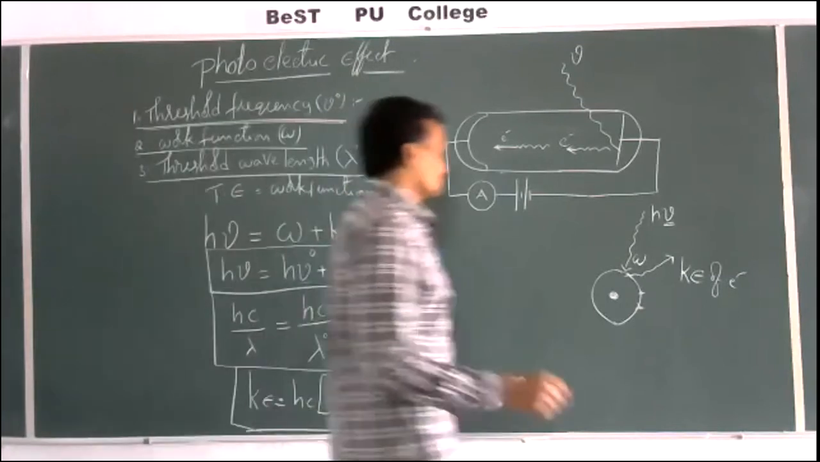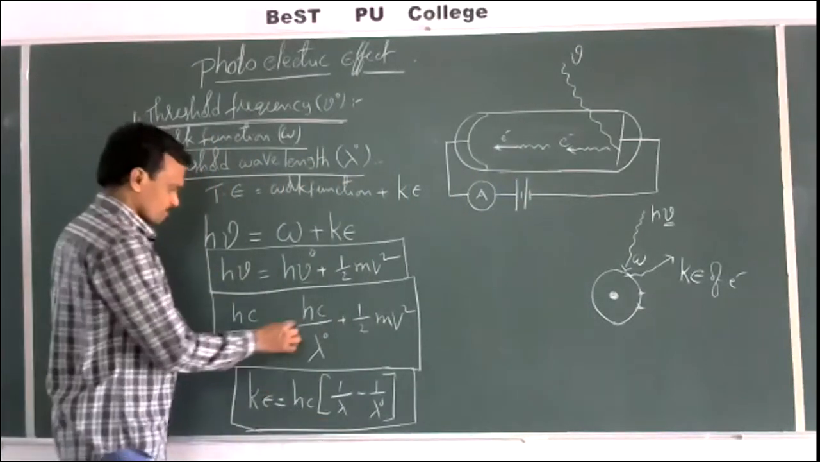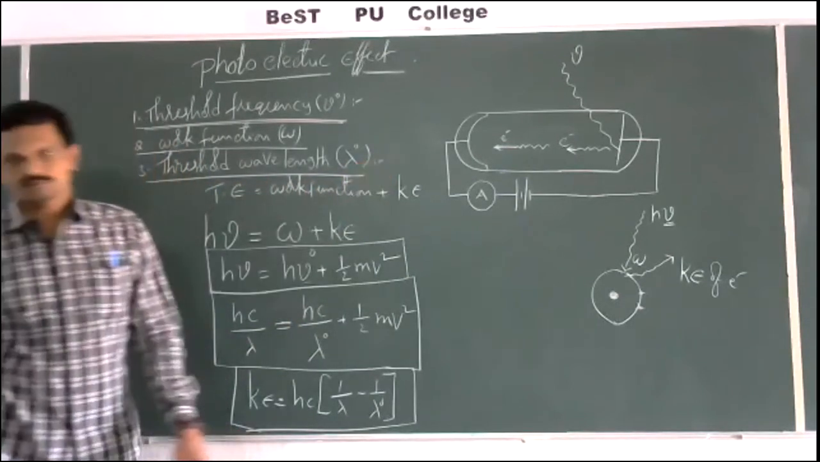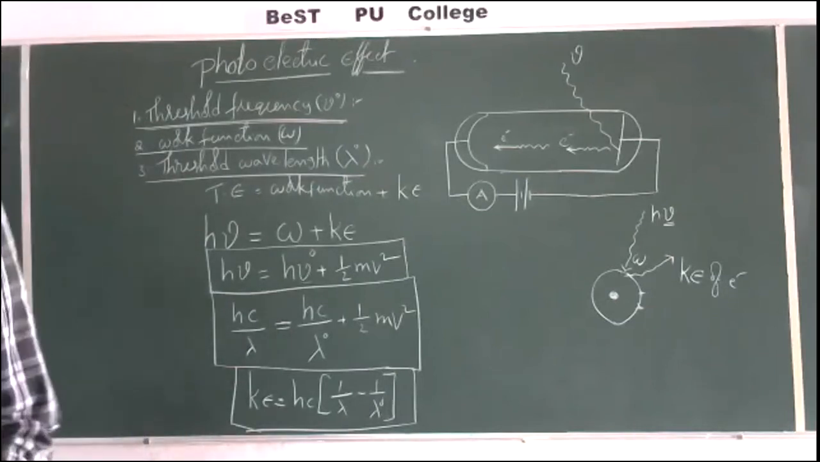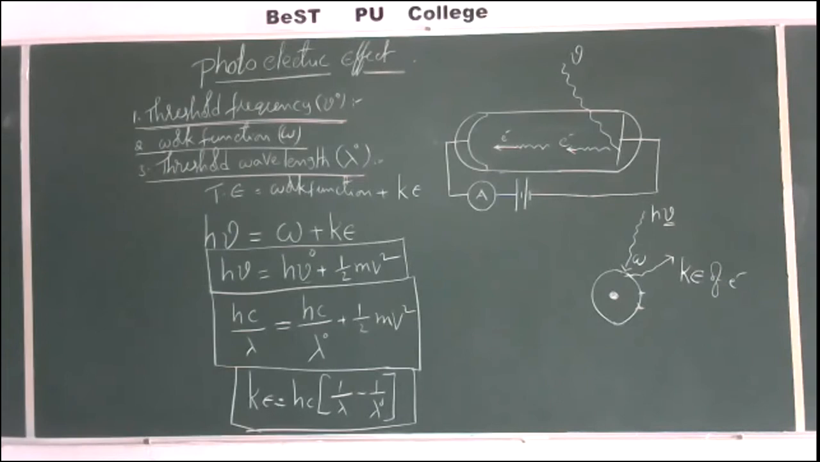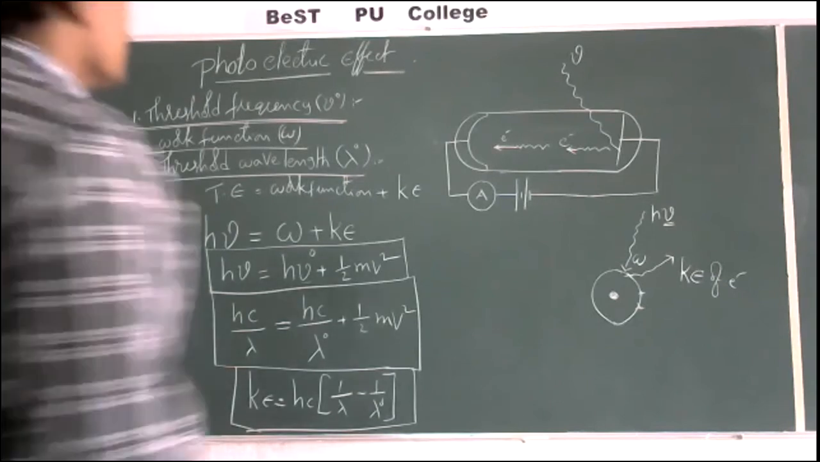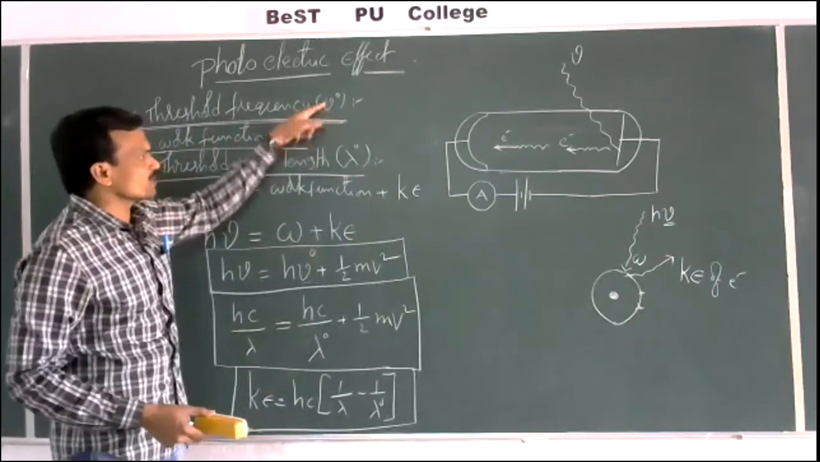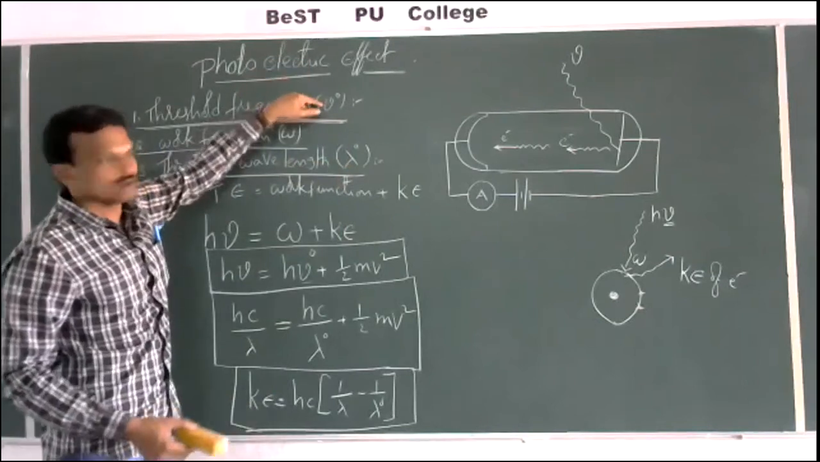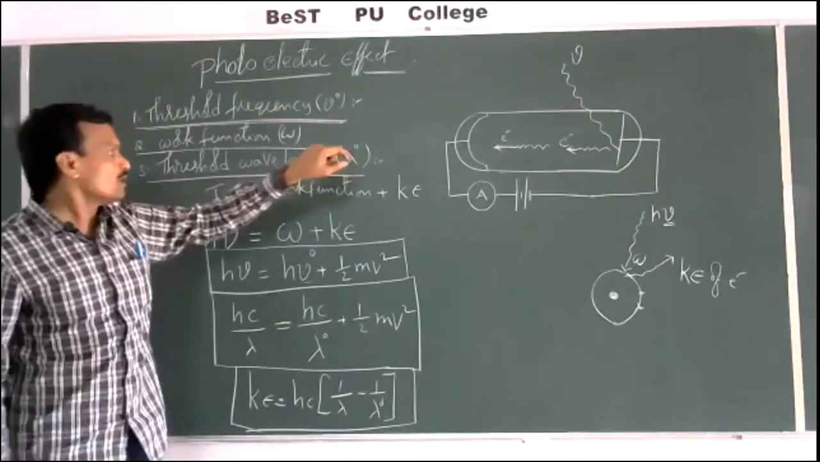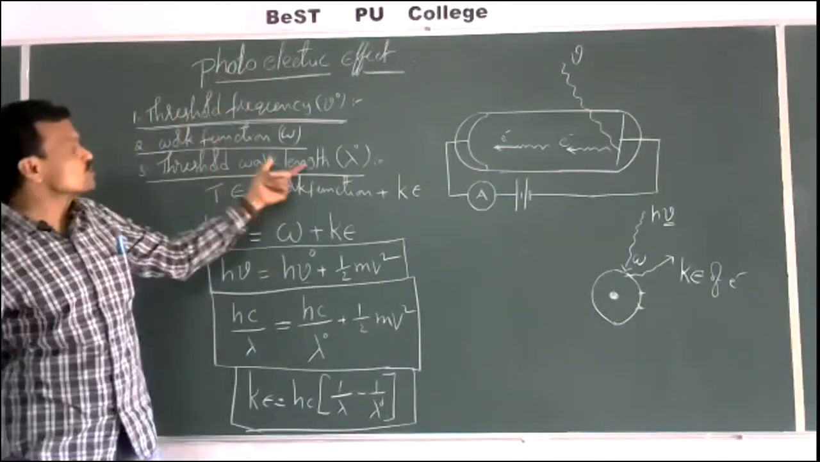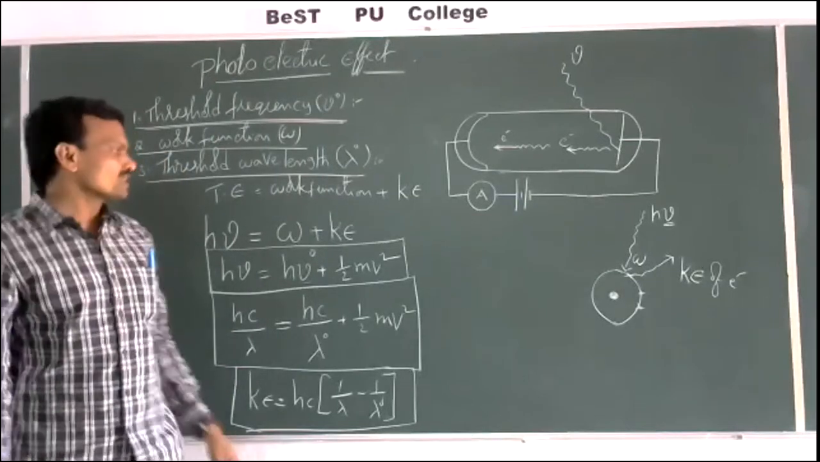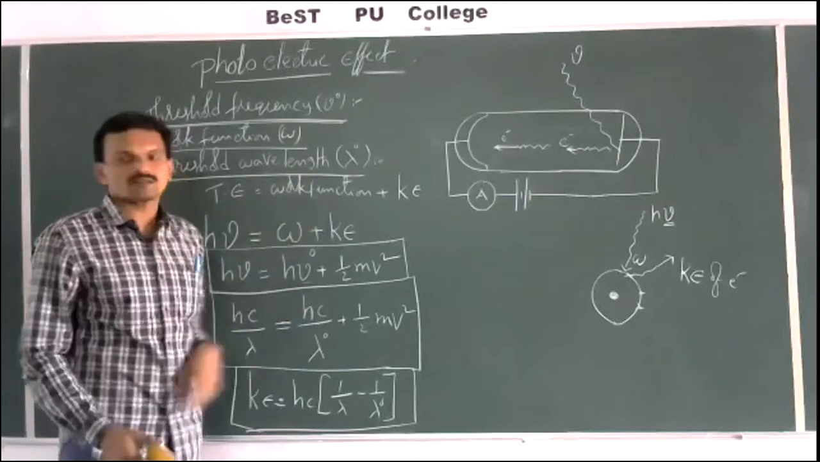Okay, right. Then here what is lambda naught? Let us see. Here lambda naught is called the threshold wavelength. What is this threshold wavelength? Threshold wavelength is equal to the maximum wavelength. Frequency and wavelength are reciprocal, inversely proportional. Minimum frequency means maximum wavelength. So threshold wavelength is the maximum wavelength that is required for the ejection of electrons from the surface of metal.